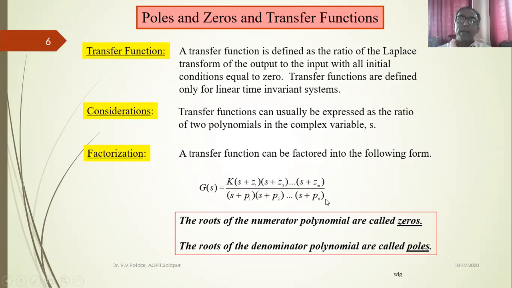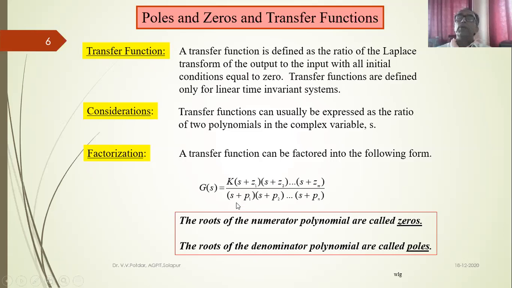And what are the denominator factors? s+p1, s+p2, s+p3. So what I said: s+5, s+6, s+7. Take s+5, so s is equal to minus 5. If I put s equal to minus 5, what happens? This term becomes 0. When this term becomes 0, the entire denominator becomes 0. And when the denominator becomes 0, whatever the numerator is, the ratio becomes infinite. So what is the conclusion?